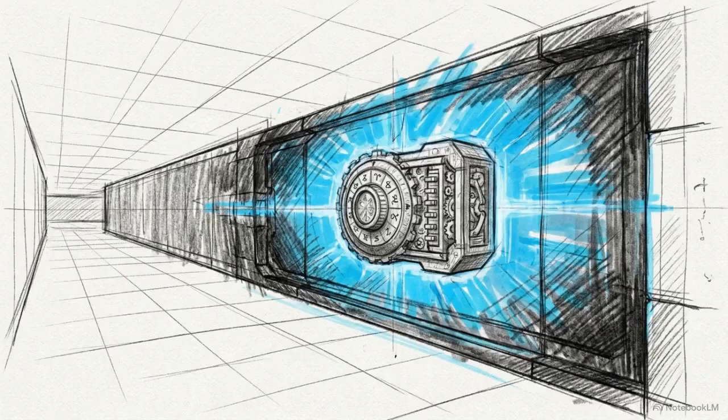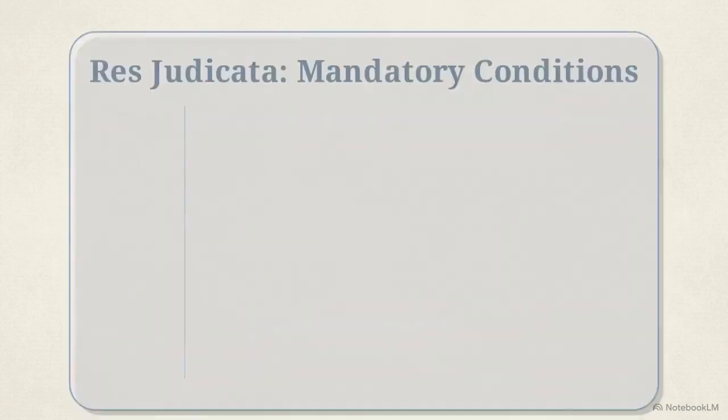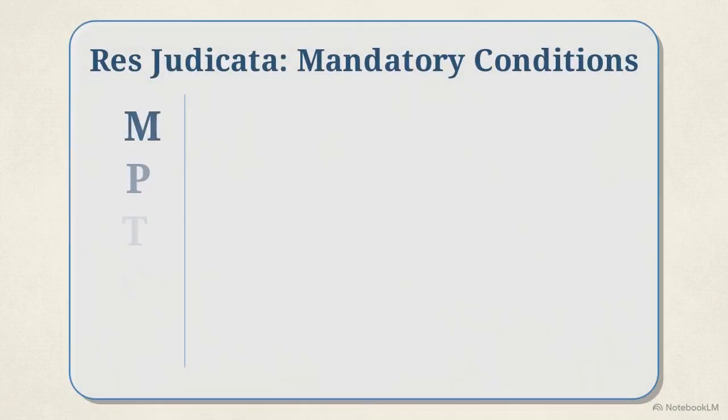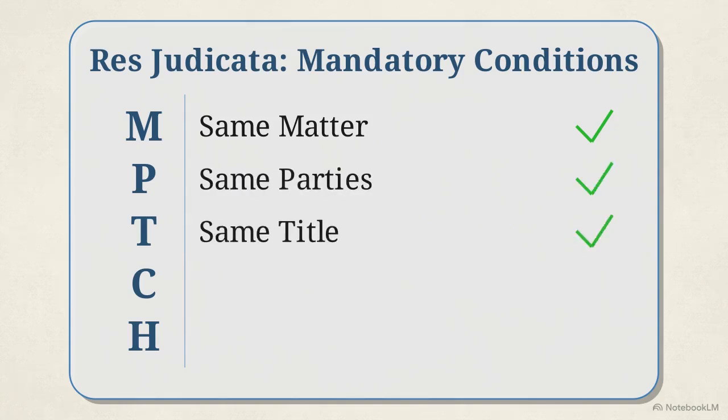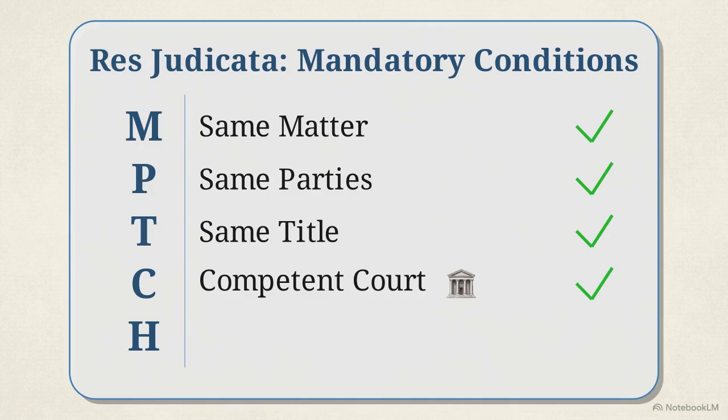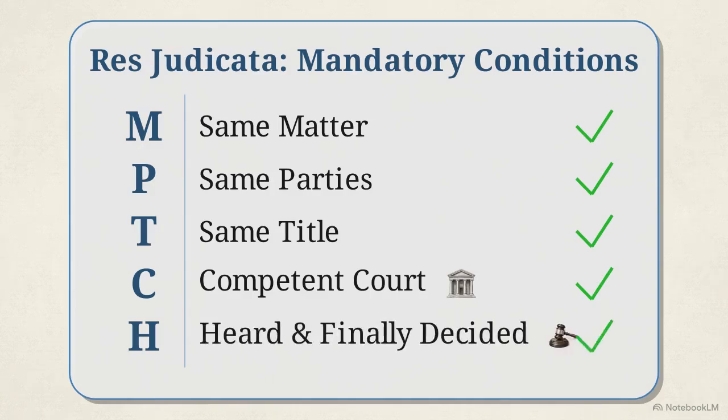The barrier of res judicata is absolute, but it requires a strict set of conditions to trigger. This matrix outlines the mandatory checklist that must be satisfied. Use the MPTCH mnemonic. Both suits must share the same matter, the same parties, under the same title, in a competent court, and the issue must have been heard and finally decided.